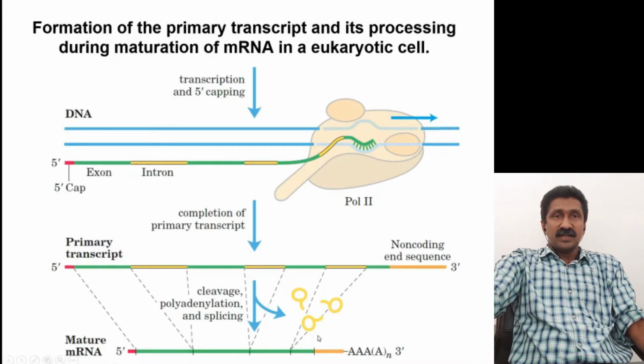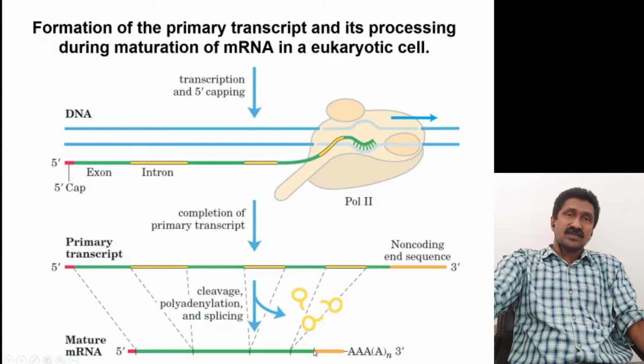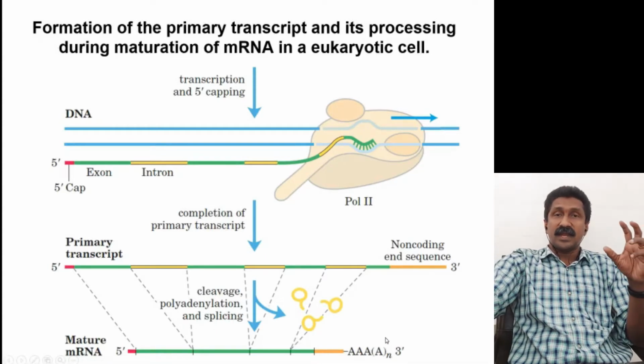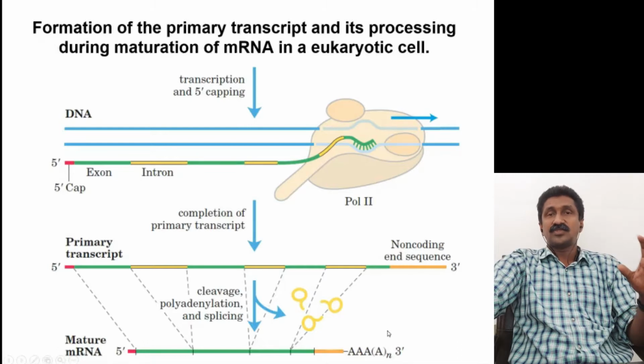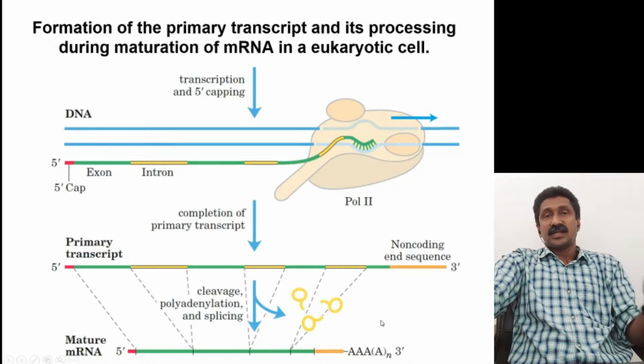and finally these non-coding end sequences will be removed during the splicing process of cleavage and polyadenylation, and the mature RNA is produced, which will be attached with a 5' cap, and exons are joined together by removal of the introns, and finally the non-coding sequences at the end are trimmed, and a polyadenylate tail is added at the 3' end of the mRNA.